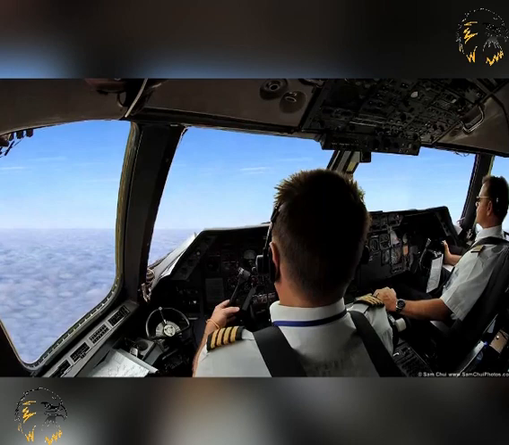Instrument flight rules are, like the visual flight rules, rules governing the conduct of an aircraft in flight. You will learn about the instrument flight rules in the next lesson.